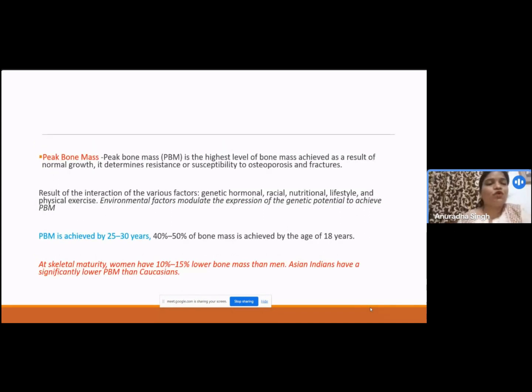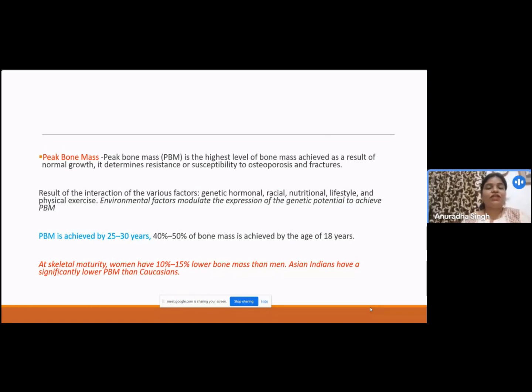So what is peak bone mass, which I was talking about in my first slide? It is the highest level of bone mass which is achieved as a result of normal growth, and it has interaction with various factors. The majority of the time it is genetic, but environmental factors do modulate this peak bone mass. Now this peak bone mass is achieved as early as 25 to 30 years, and 40 to 50% of the bone mass is achieved as early as 18 years. So you can now think of how early we should take care of our health.